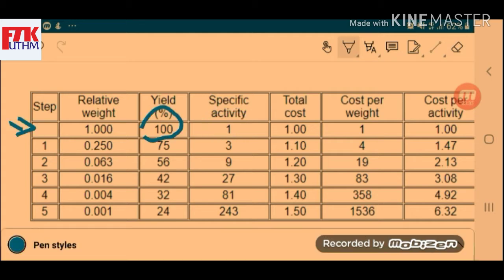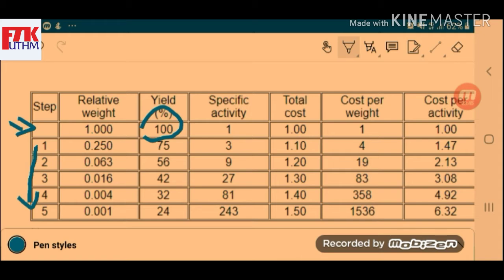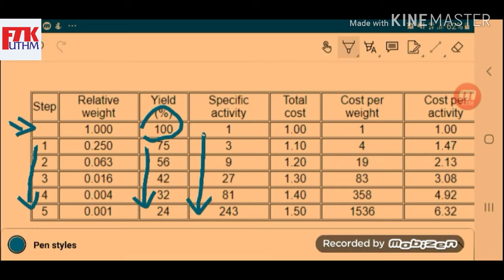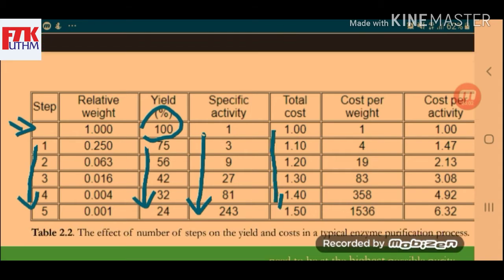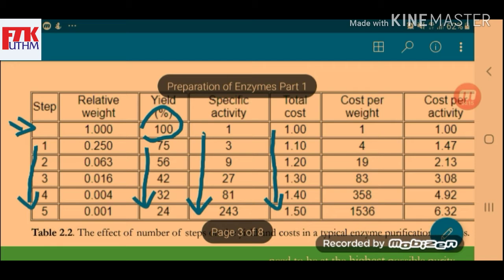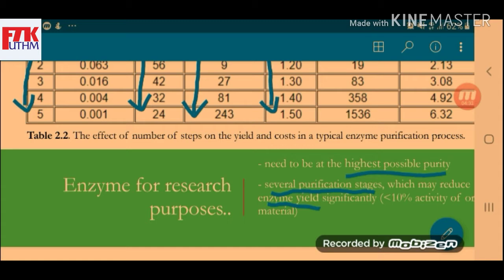Okay, so here you can see if we use an increasing number of purification steps, you will have lower yield along the purification steps. However, you have higher specific enzyme activity if you have more purification stages. The cost will be increased as well as the number of purification steps increases. Okay, so that's the most important part of this table. So you need to deliberate on the most optimal purification step that you can get away with for a commercial enzyme. Okay, so it differs from enzyme purified and prepared for research purposes.